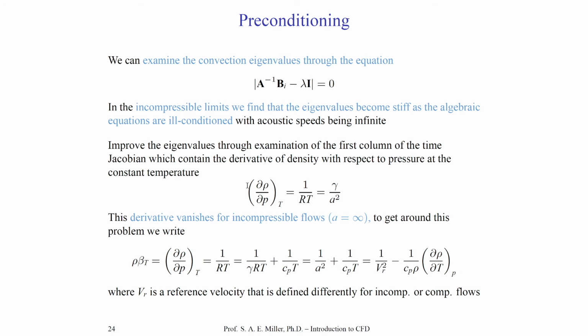To get around this problem, we're going to modify density essentially by multiplying it by beta. We'll have rho of beta sub t of partial rho partial p at some temperature, and expanding out the right-hand side, we can rewrite it as 1 over Vr, which is now our reference velocity, minus 1 over c sub p, which is the coefficient of specific heat at constant pressure times density times partial rho partial T at some constant pressure. You can see the mathematical operations here from thermodynamics to write out these equations and expansions.